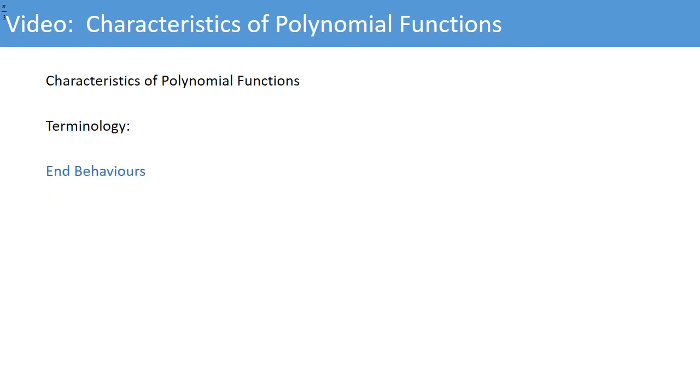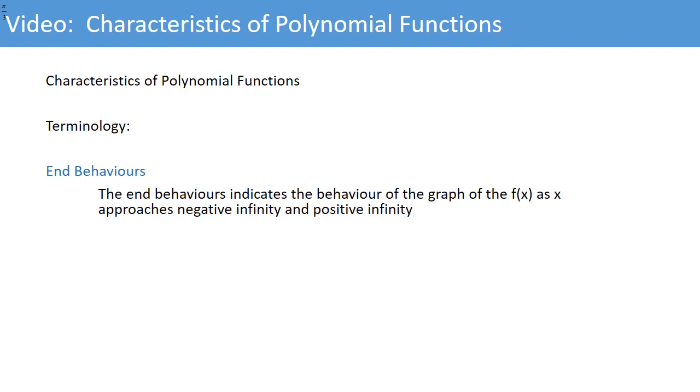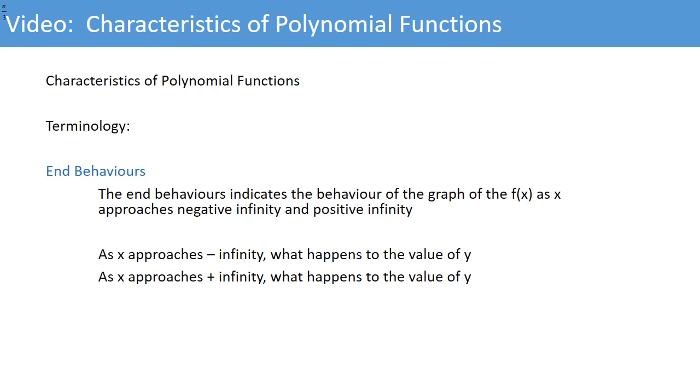And now, the end behaviors. The end behaviors describe how the graph is going to move as x goes from left to right. X goes to negative infinity, x goes to positive infinity, but what happens to the y value? That describes the end behaviors. As x approaches negative infinity, what happens to the value of y? And as x approaches positive infinity, what happens to the value of y?